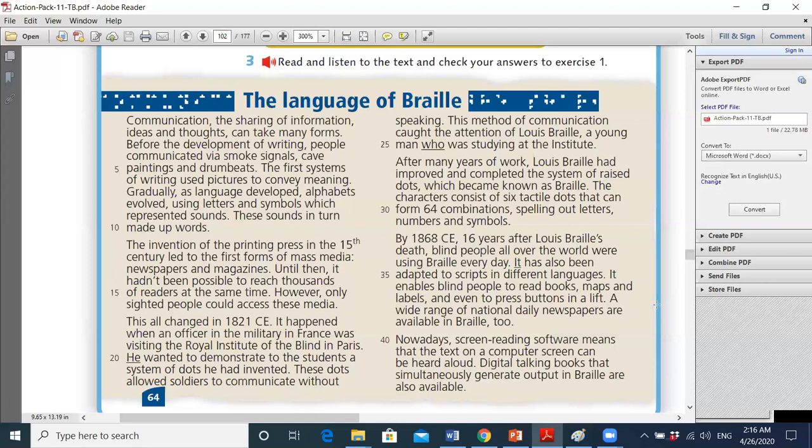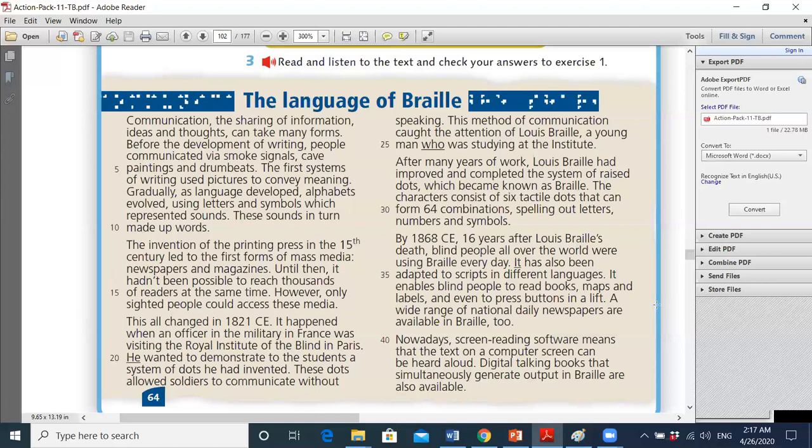But this method of communication caught the attention of Louis Braille, a young man who was studying at the institute. So when this army officer was explaining the system of dots, this actually caught the attention. What is the meaning of caught the attention of Louis Braille? That means that Louis Braille noticed this idea and it made him think. So who is Louis Braille? He is a young man who was studying at the institute.